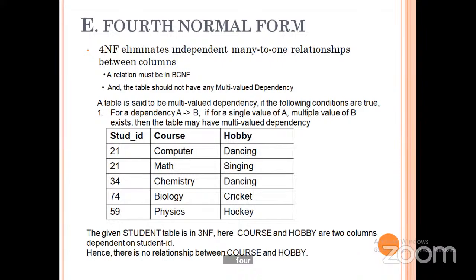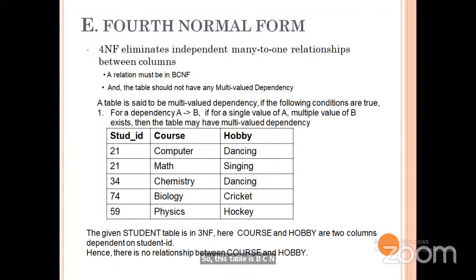Suppose three columns are there: student ID, course, hobby. What is student ID here? 21, 21, 34, 74, 59. These are the IDs. And courses are computer, mathematics, chemistry, biology, physics. And hobbies are dancing, singing, dancing, cricket, hockey. Okay. So this table is BCNF.